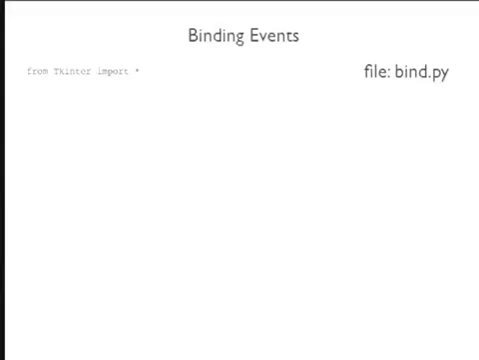So let's bind some events. Something like bind.py. So we'll create a callback, and we have a little dictionary here. And we're going to wind up basically getting a type of event. It'll become more clear when I actually show you what we're doing.